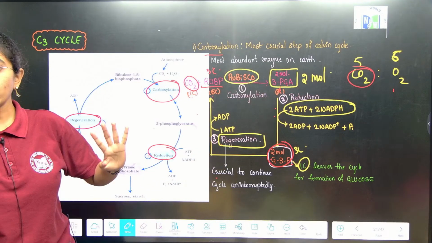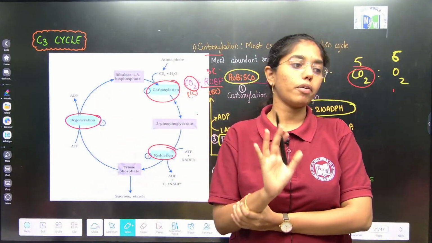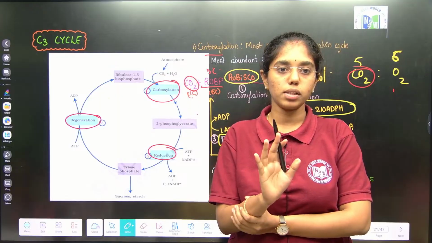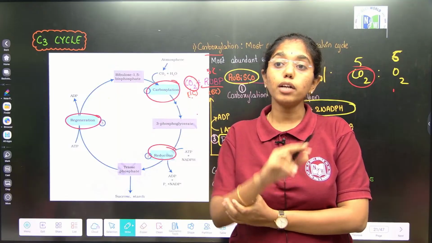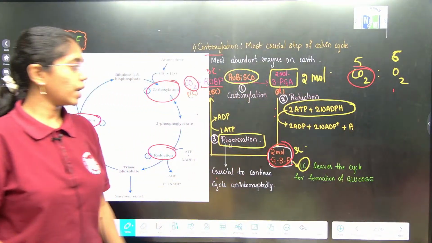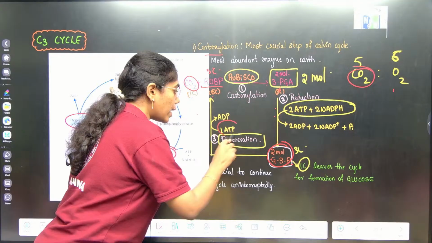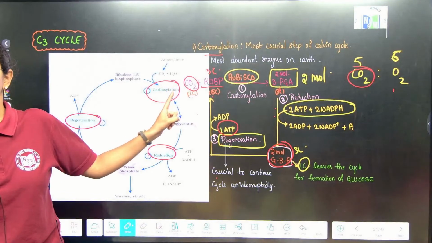If there is a statement asked to you that which step is the crucial step of Calvin cycle, your answer should be carboxylation. Which step is crucial to run the Calvin cycle uninterruptedly, your answer should be regeneration. For this, how much amount of ATP is required? 1 ATP for 1 carbon dioxide.